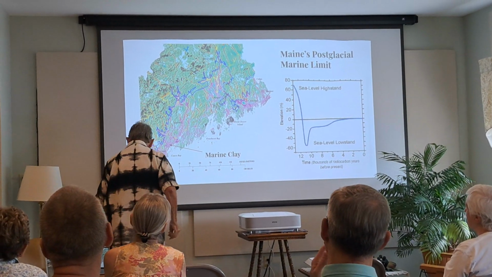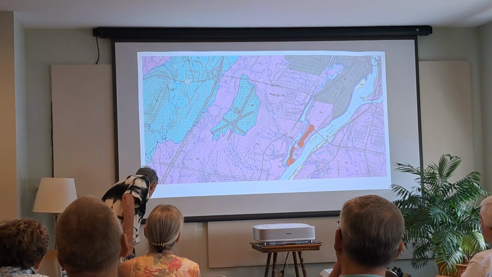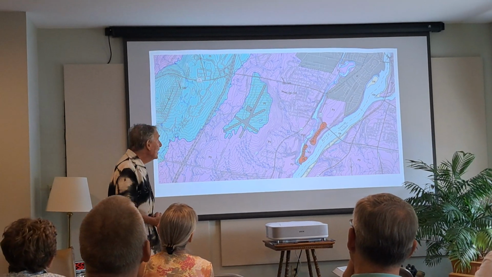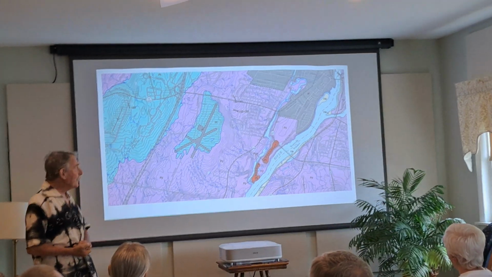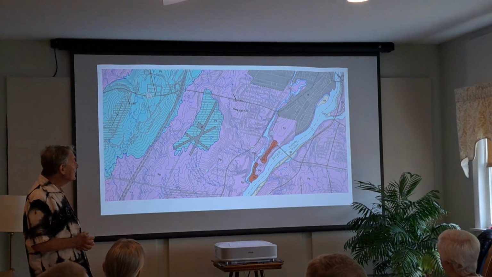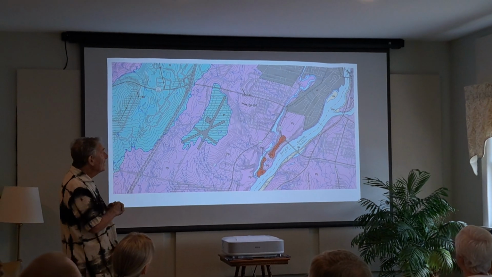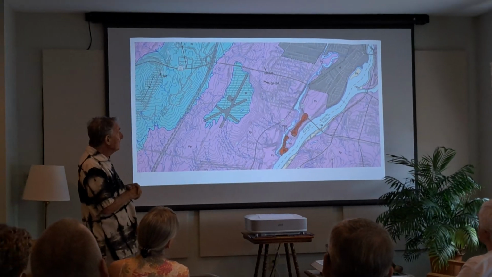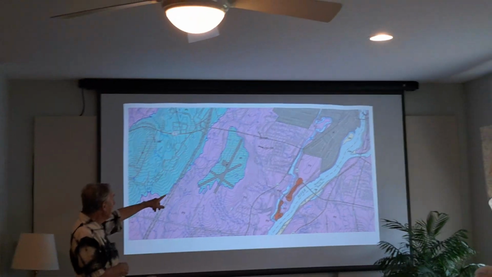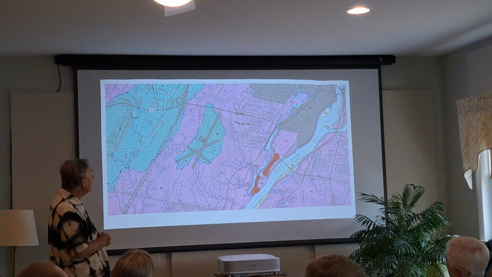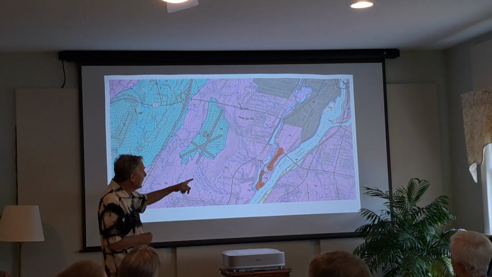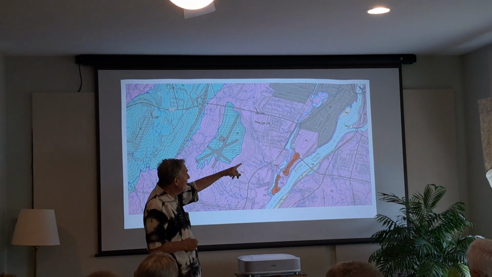So, let's get back to where we are. This is the Kennebec River, and the grey up there is the built-up area of Waterville. This is the airport of Waterville. And there's a bit of an esker coming.